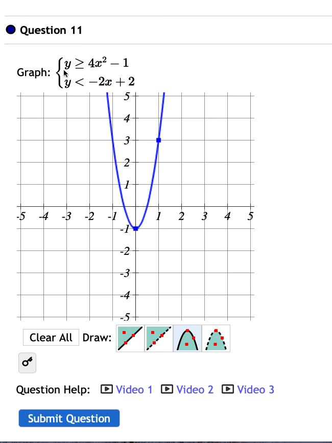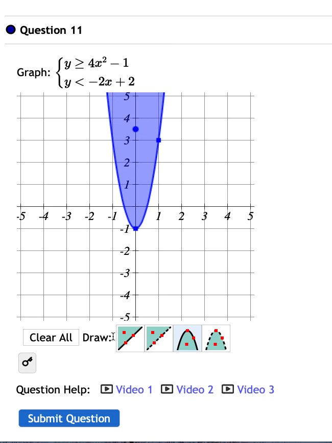If I tested 0, 0 on this one, 0 is greater than negative 1. So 0 is greater than negative 1, so I would want to shade the inside, and I do that by just clicking the third point there in the parabola. If I want to shade the outside, obviously I click out here somewhere.